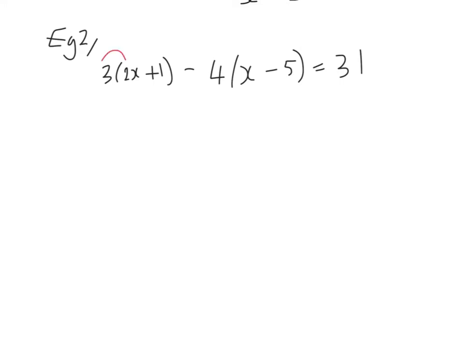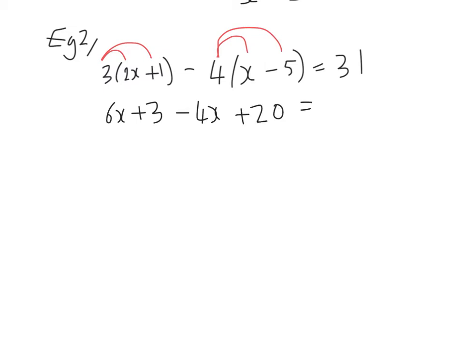We would get 3 times 2x, which is 6x, 3 times 1, which is 3. And in the second bracket, when we expand it, we're not doing 4 times x. Be very careful to see we're taking away, so it's minus 4 times x, which would be minus 4x. And again, it's minus 4 times minus 5. And minus 4 times minus 5 is positive 20. And that equals 31. So we've expanded, and now we can try and simplify.